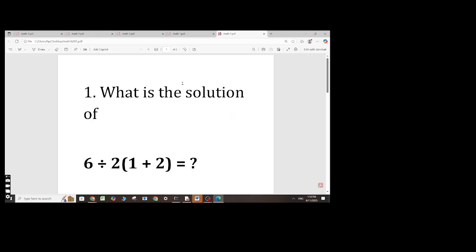Can you try? What is the solution of this mathematical equation using the BODMAS rule? Can you solve? Let me give you time to solve this equation for one minute. Okay, did you solve it? Okay, let's see together.